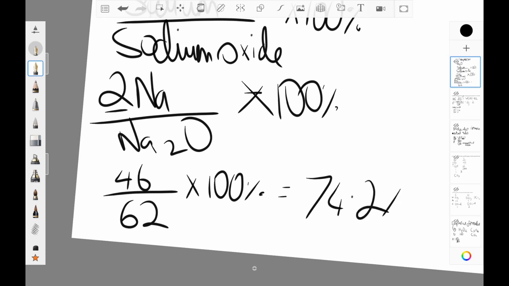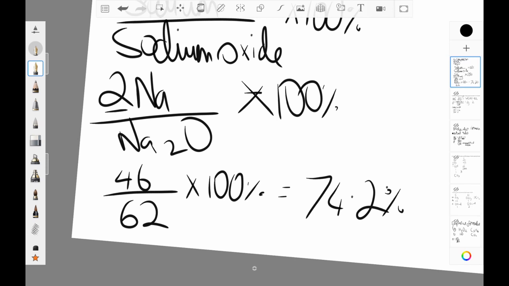74.2%. Now what this tells you is that sodium oxide is 74.2% sodium, and let's check my math skills. It's 74.2% sodium and 25.8% oxygen, I think, pretty sure. Yeah, that's this percentage composition.